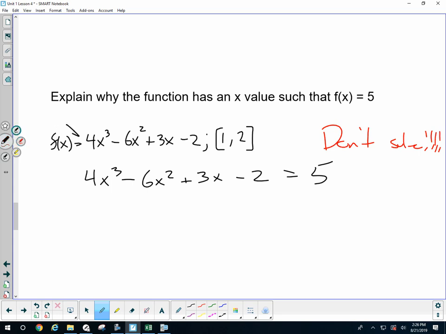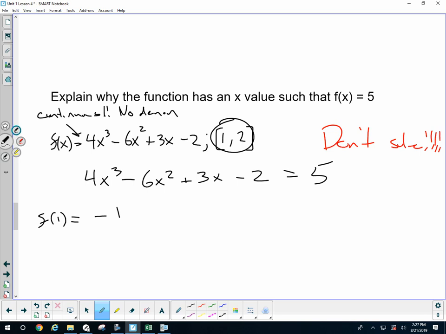Because I know f of x is continuous. Who can tell me why I know that function is continuous? Because there's no denominator. If you don't have a denominator, you're going to be continuous, unless you're like tangent. Well, tangent does have a denominator. It's sine over cosine. Continuous, no denominator. Okay, great. Well, let's find 2 points. I'm looking at this interval 1 and 2. Well, f of 1, 4 minus 6 plus 3 minus 2. So that's negative 2 plus 1. Negative 2 plus 1 is negative 1.